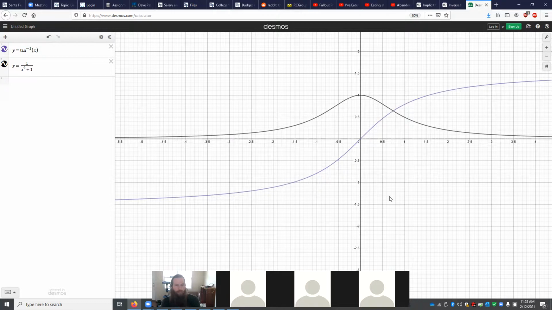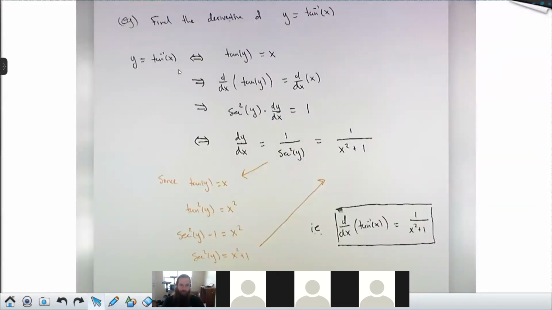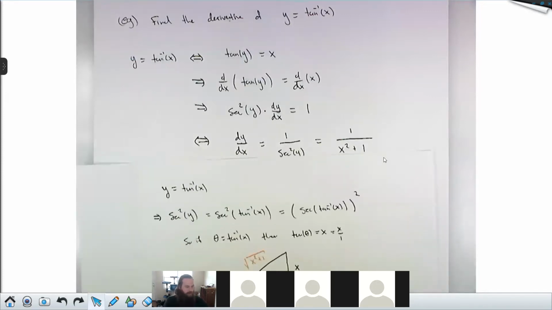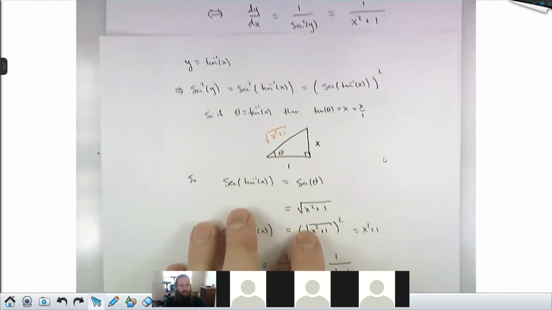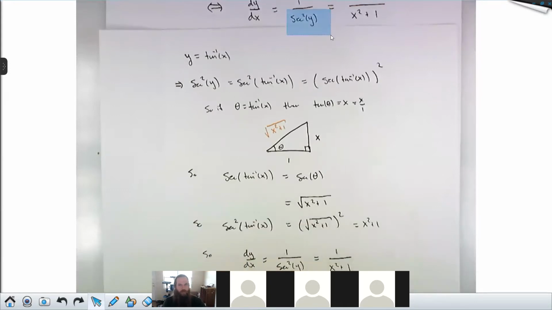Yeah, sure. So I'm going to go back over here. This was our first approach. And the orange here is what we needed to simplify secant squared of y to x squared plus 1. The sort of more direct approach where you substitute things in is right here. So we know that y is the inverse tangent of x. So in that secant squared of y expression I have here, I just say, okay, well, y is the inverse tangent of x. So secant squared of y is secant squared of the inverse tangent of x. And then secant squared of something is the secant of that whole thing squared. So my goal is really to simplify this.